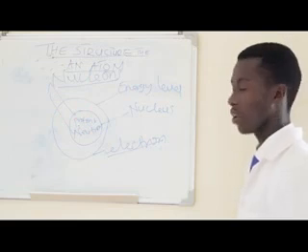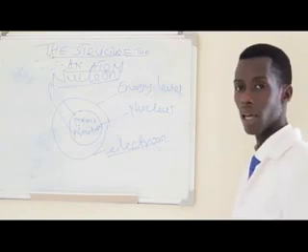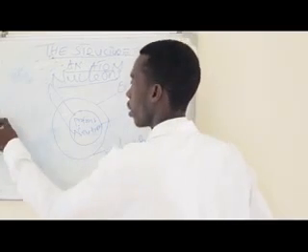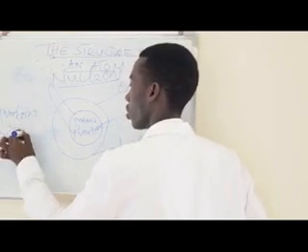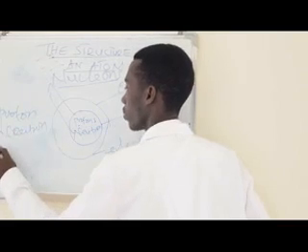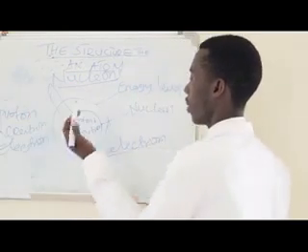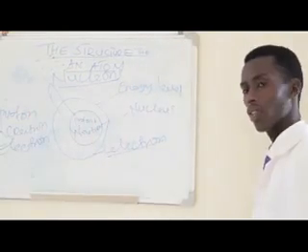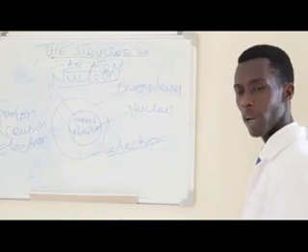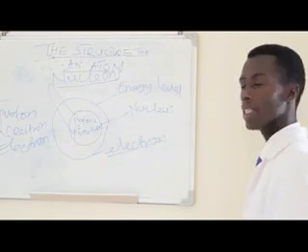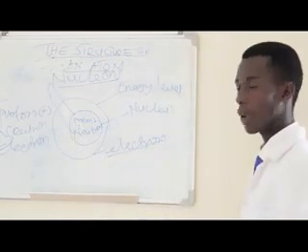Another thing we need to know is the charges. First of all, we have talked about three subatomic particles that make up an atom. The first one is the proton. The second one is the neutron. The third one is the electron. The proton and the neutron are within the nucleus. The electron is on the energy level. Now we are going to see the charges of the subatomic particles. The proton is a positively charged particle.